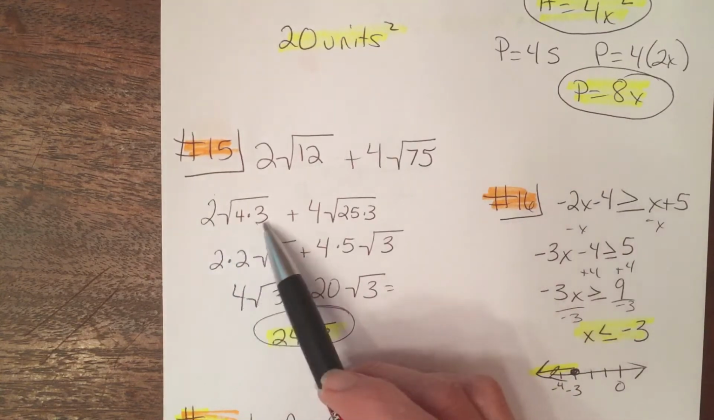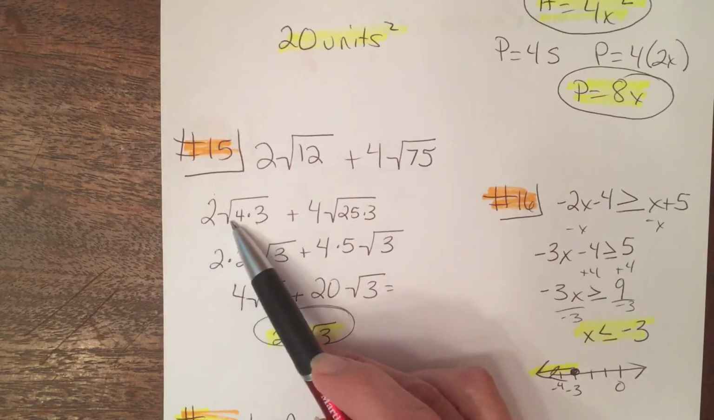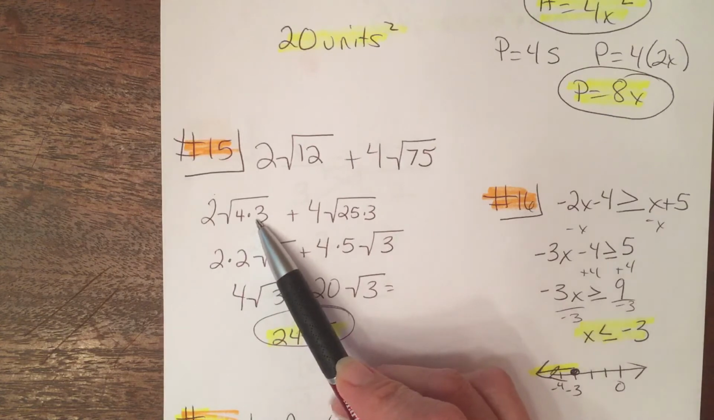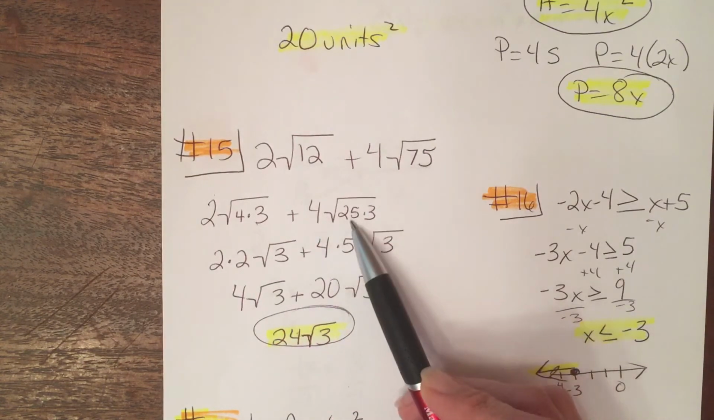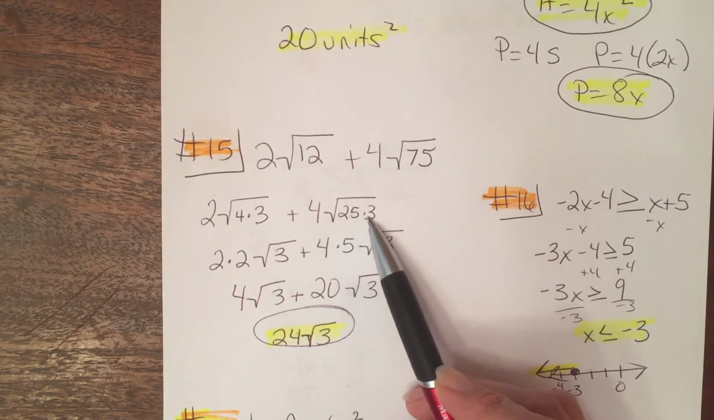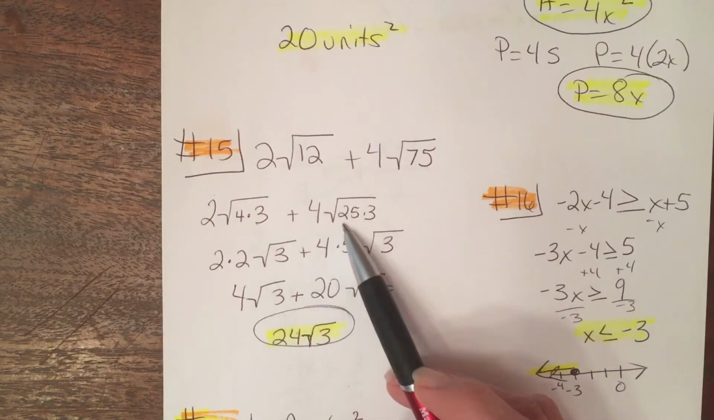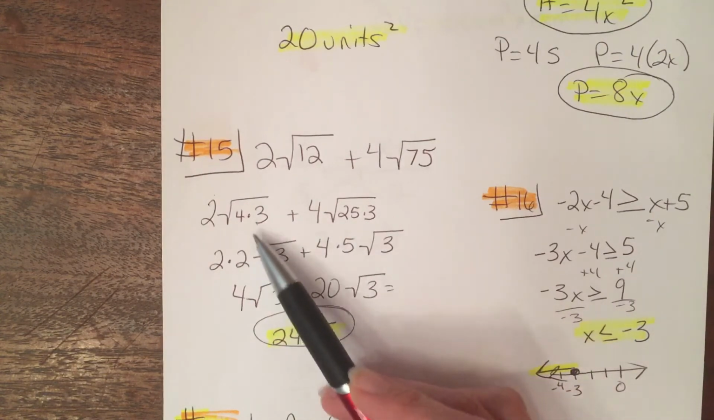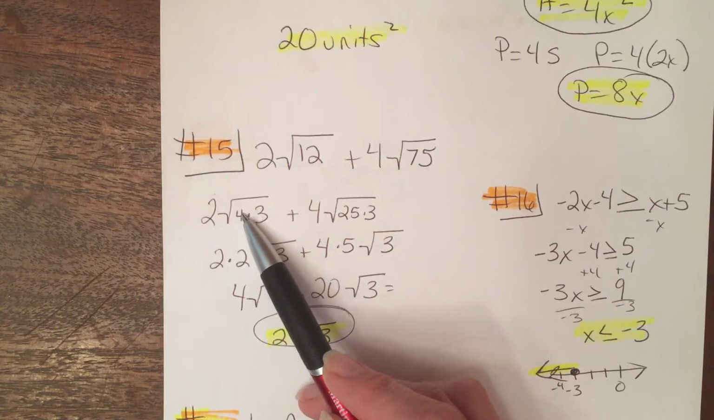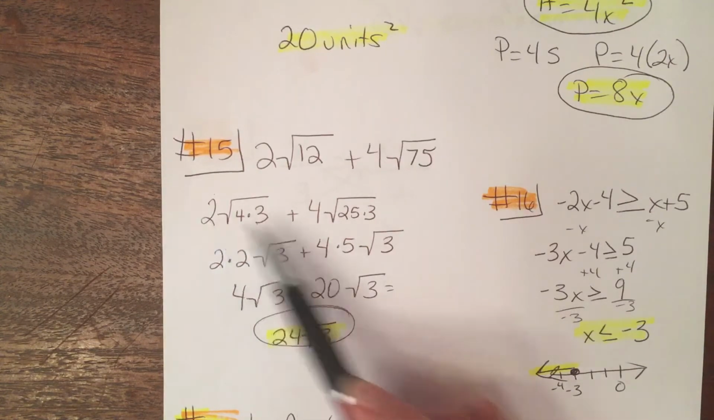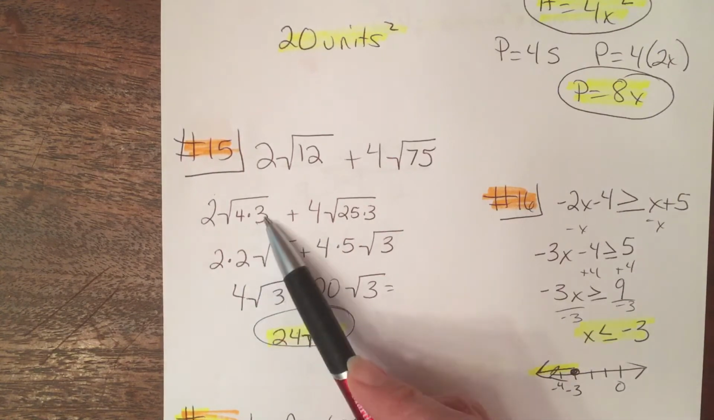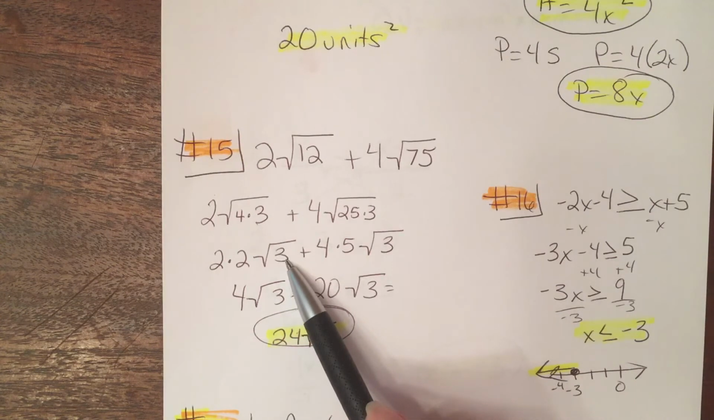Well, I took my 2 radical 12 and I broke it down into 2 radical 4 times 3. And then my 75 I broke into 25 times 3, 4 radical 25 times 3. Then I saw 4 is a perfect square, so the root can come out, which is a 2. So on the outside here, I have 2 times 2. My 3 stays inside the radical.